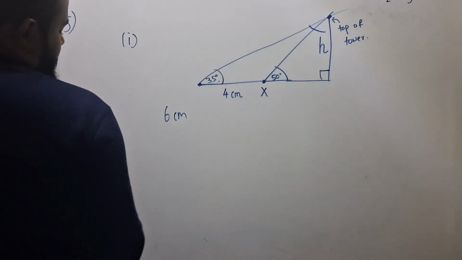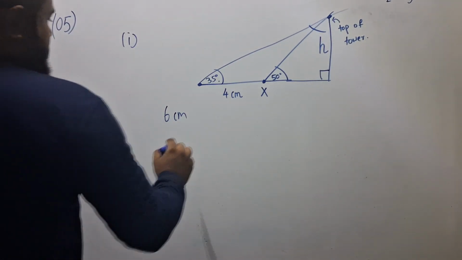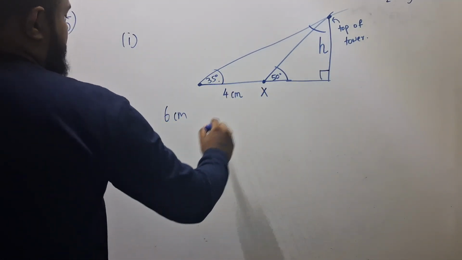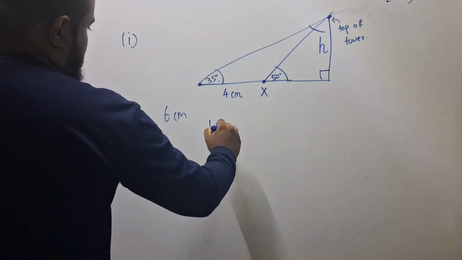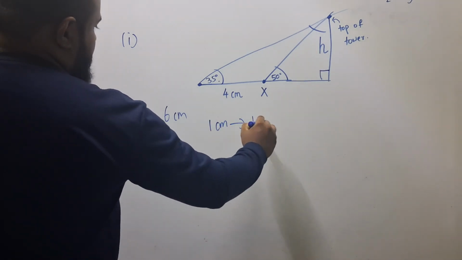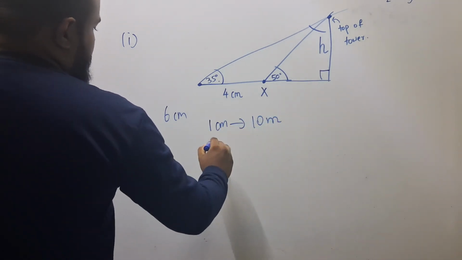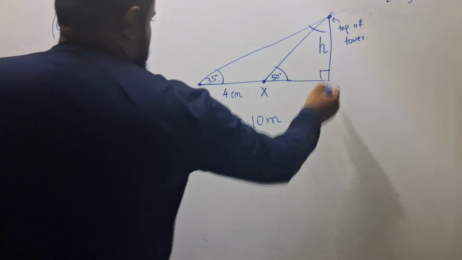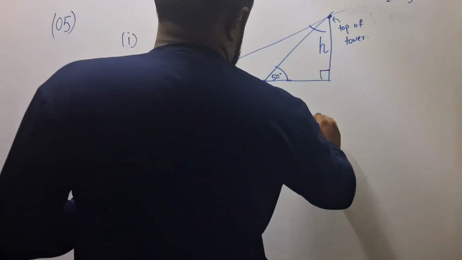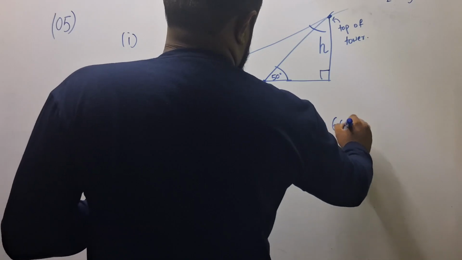If you got 6 centimeters, the answer is not 6 centimeters. We have to multiply it from the scale. What is the scale? 1 centimeter represents 10 meters. So 6 centimeters represents 60 meters. So what is the height of the tower? Height is 60 meters.